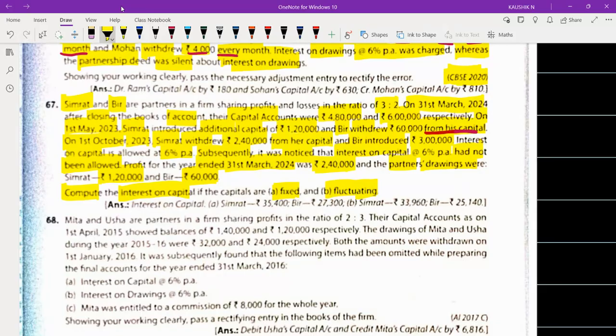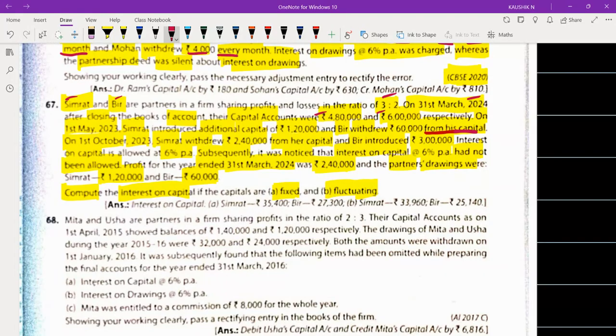So just read the question, very simple. The two partners, Simrat and Bir, are sharing the profits and losses in the 3:2 ratio, and the financial year we are going to follow here is 23 to 24, because they said very clearly on 31st of March 24, after closing the books of accounts. So if it is closed on 31st of March 24, obviously it should be for the period from 1st of April 23. The books of accounts show capital values of rupees 4 lakh 80 and rupees 6 lakhs. This is the capital.